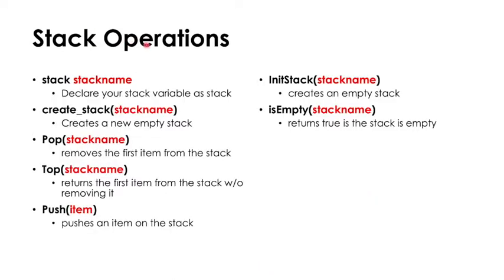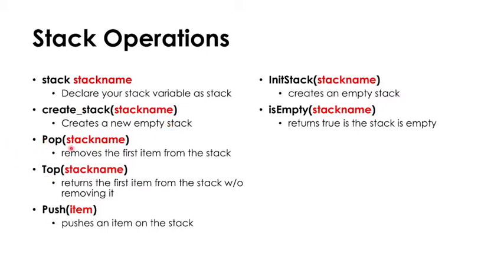So these are the stack operations. Please note that those in red are the parts that change. These are your stack name or the values that you want to push at the top of the stack, while the black ones are the syntax for the stack operations. First you have stack and the stack name. This declares your stack variable as a stack and creates the stack name. Don't forget the underscore. It creates a new empty stack. Then here are pop, top, and push.